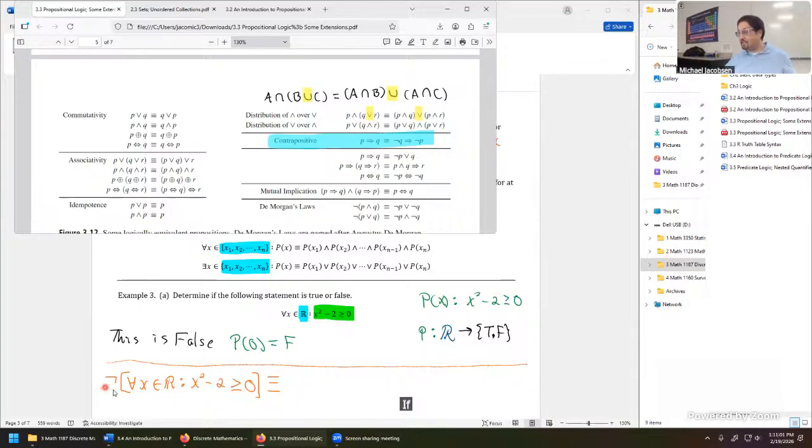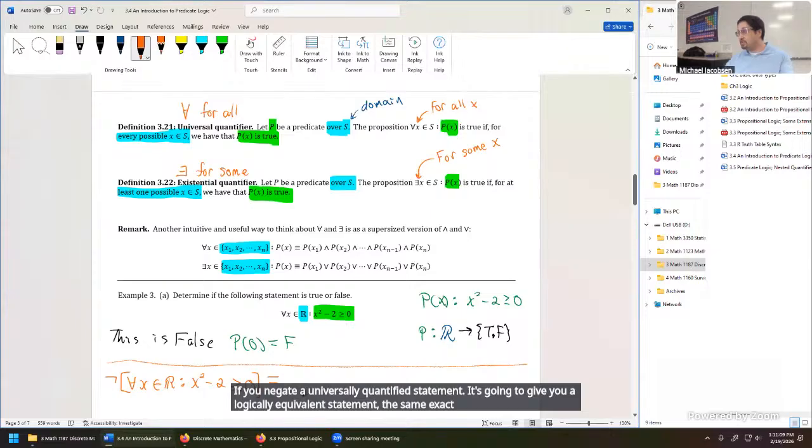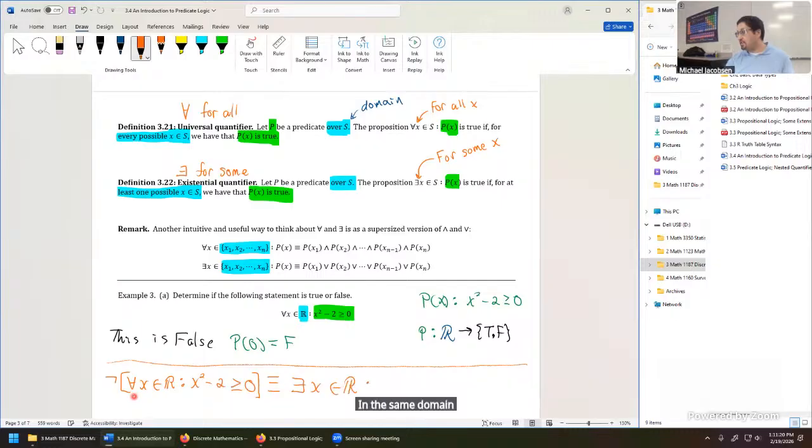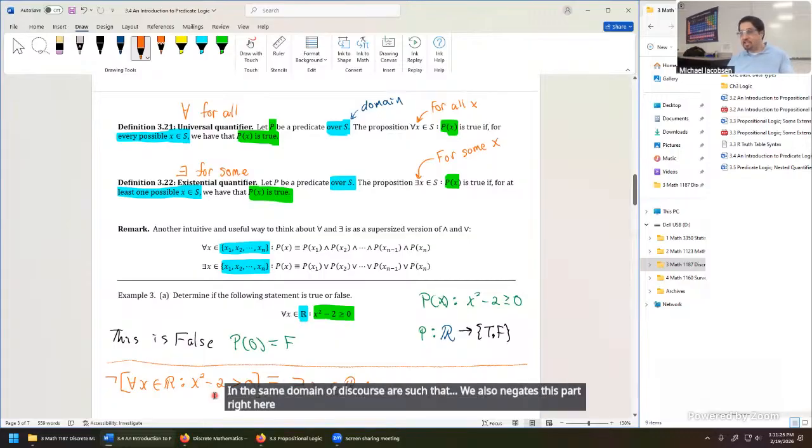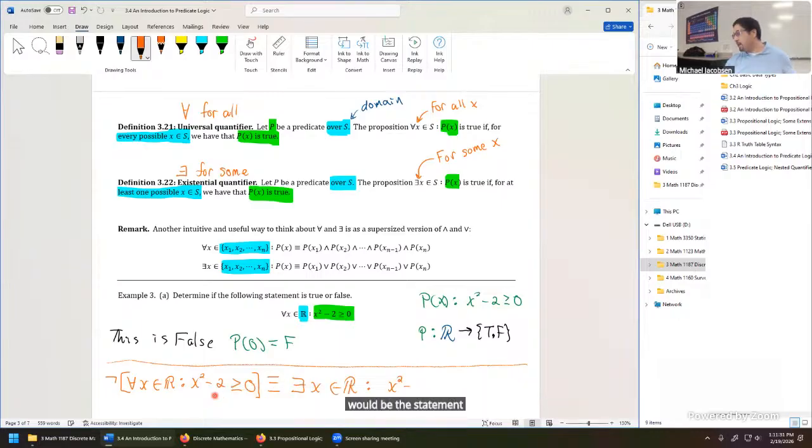If you negate a universally quantified statement, it's going to give you a logically equivalent statement, the same exact truth assignments, with there exists. So from for all x, we say there exists one x in the same domain of discourse R, such that we also negate this part right here. The negation of x squared minus 2 is non-negative would be the statement that x squared minus 2 is negative. So we take what was a greater than or equals, and flip it to less than 0.